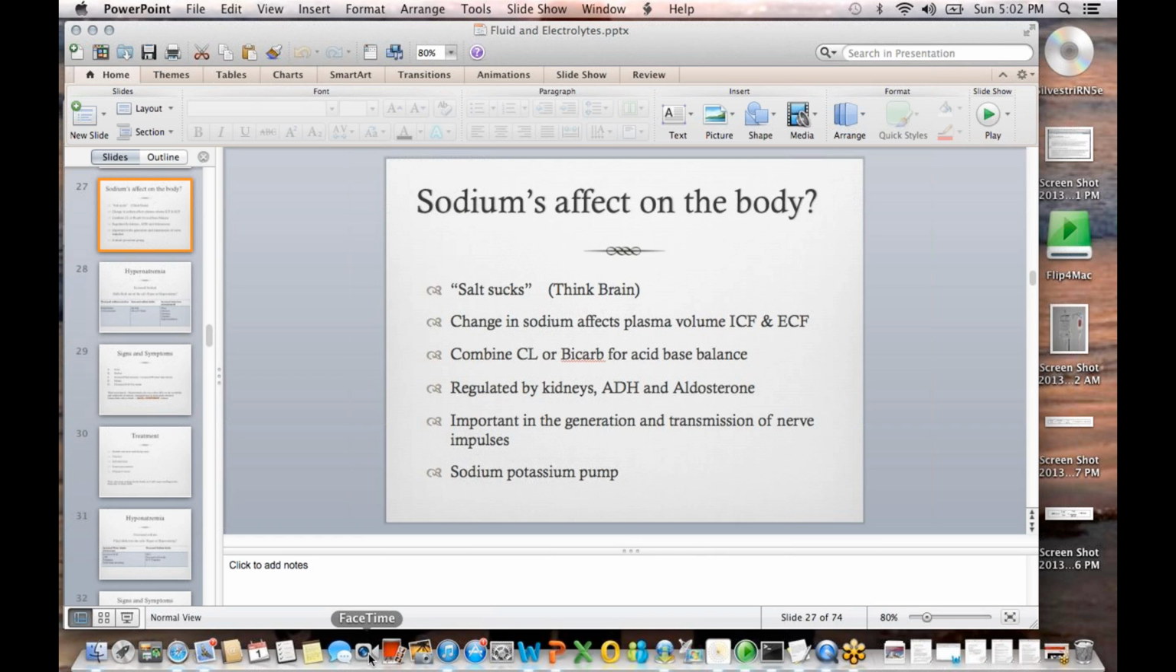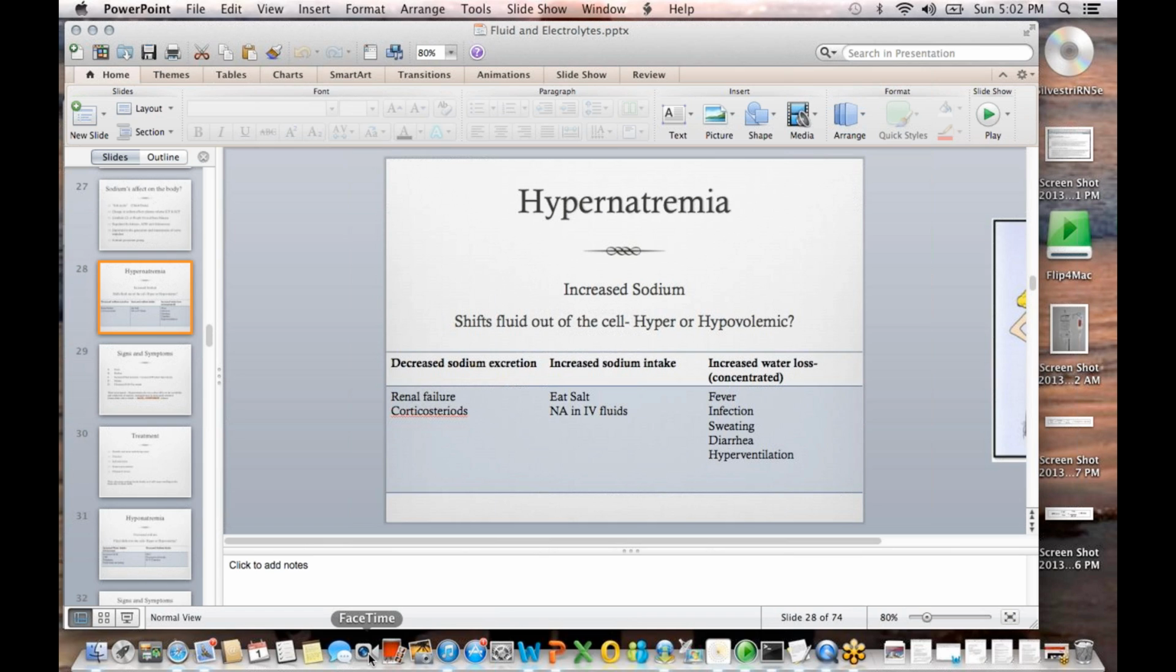So let's go over just the important stuff here. You want to think of the brain when you talk about fluid or sodium imbalances, because it affects your plasma volume, also affects acid base, and it's regulated by your fluid balance with your renin-angiotensin aldosterone and ADH.